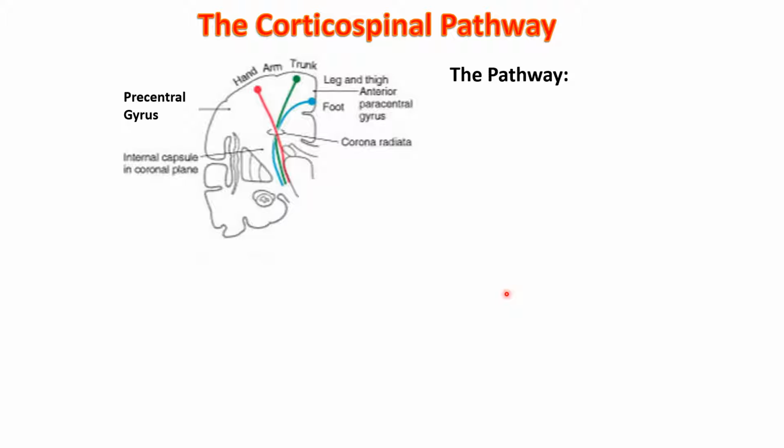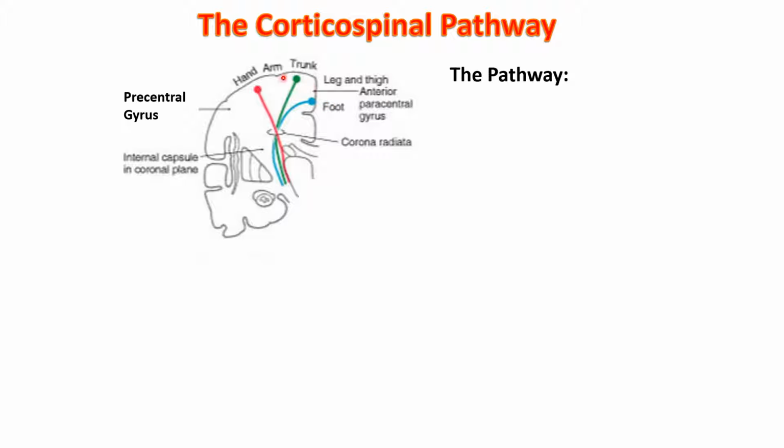The corticospinal tract begins in the precentral gyrus in the cortex. And as represented here, different parts of the body are represented in different locations in the precentral gyrus. The hand most laterally, the arm a little bit more medial, the trunk near the crown, and the leg and thigh on the midline in the paracentral gyrus or paracentral lobule.